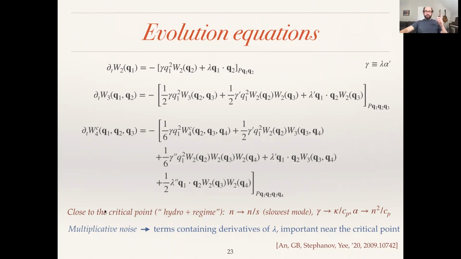Comment number 1 is close to the critical point. This is the slowest mode, which is the dominant mode, where n has to be replaced by, of course, the entropy per baryon, and the gamma relaxation rates have to be replaced by a coupling over Cp and so on. But these equations do describe the evolution of the higher cumulants in this hydro plus regime. And the second comment is that there are terms which contain the derivatives of lambda, which are due to multiplicative noise, and actually they are important where the critical point is scaled in a way that they're not negligible compared to the other terms. Okay?